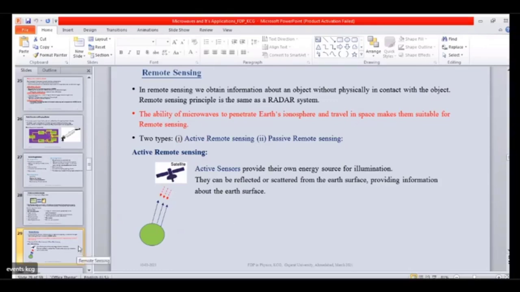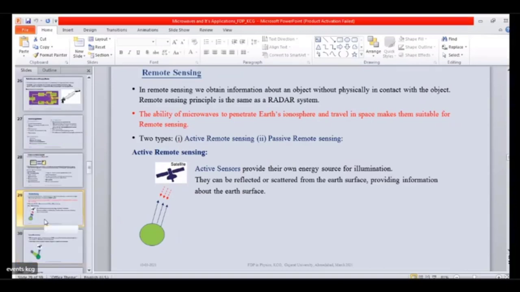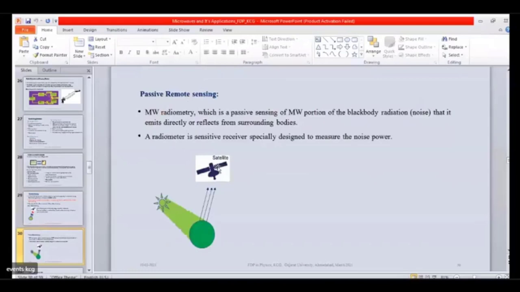Right? And another type is the passive remote sensing. In passive remote sensing, the satellite is not radiating the signal, right? The electromagnetic radiation from the source like the sun is falling on the Earth surface, right? And after the interaction with the surface of the Earth, the signal is reflected or re-radiated, and this re-radiated signal is received by the satellite, right? And from this signal, the satellite can have information about the surface of the Earth, right? So this is called passive remote sensing. So remote sensing uses the microwaves.